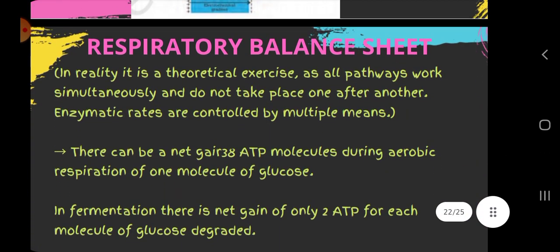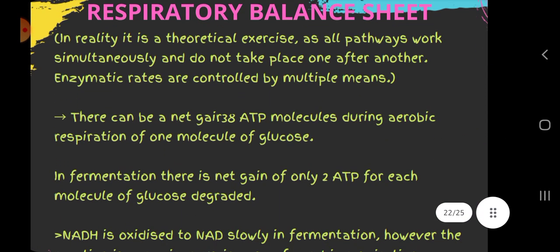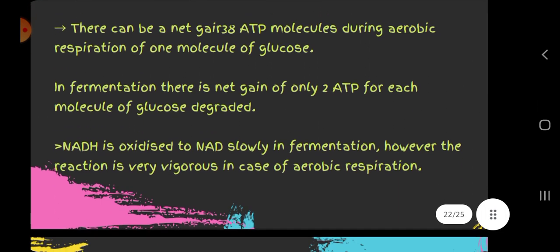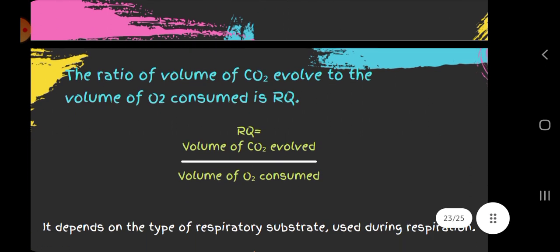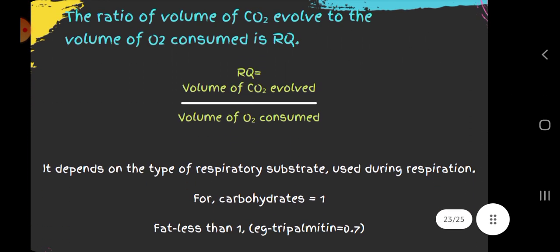Then respiratory balance sheet. In reality, it is a theoretical exercise. Then there can be a net gain of ATP molecules during aerobic respiration of 1 molecule of glucose. In fermentation, there is a net gain of only 2 ATP for each molecule of glucose degraded. Then the ratio of volume of CO2 evolved to volume of oxygen consumed is RQ.